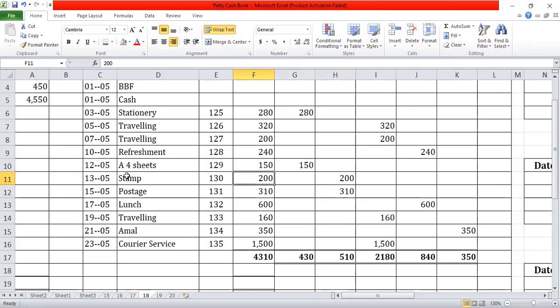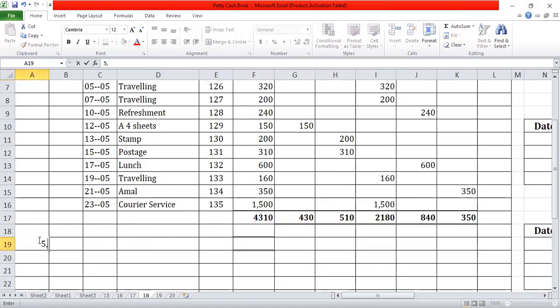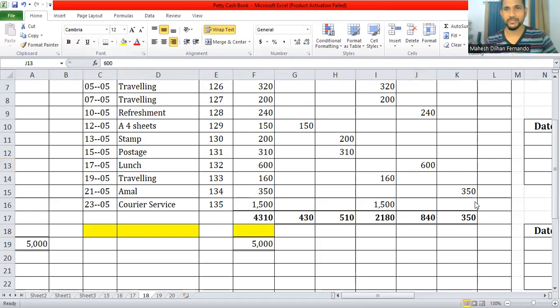Now I'm going to balance this off. I told you the imprest is 5,000 rupees. So I record 5,000 here. And after the balancing, it is transferred to the other side, I mean to the credit side, where I can obtain the balance carried down.